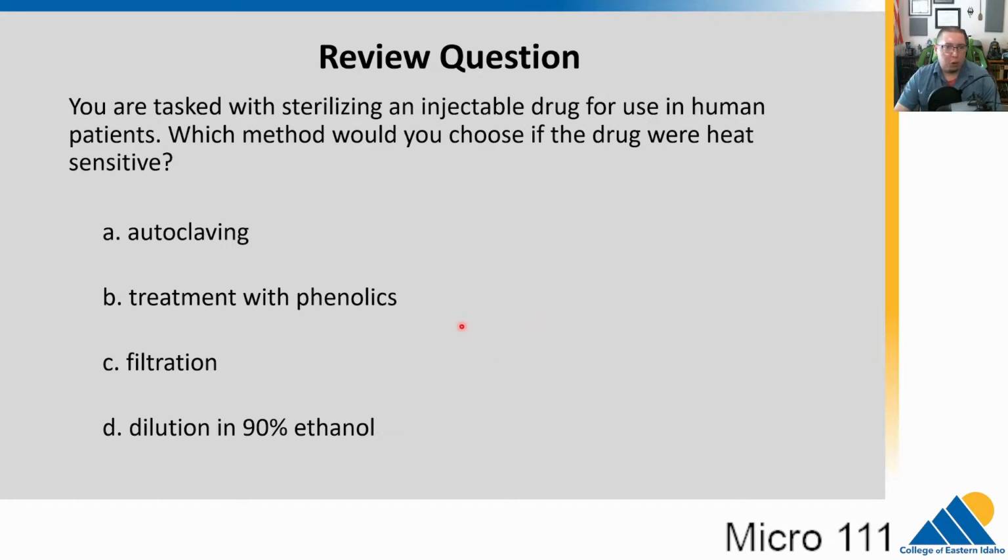All right, here's another one. You are tasked with sterilizing an injectable drug for use in human patients. Which method would you choose if the drug were heat sensitive? Would it be A, autoclaving, B, treatment with phenolics, C, filtration, or D, dilution in 90% ethanol? Go ahead and pause the video. Think about this one.